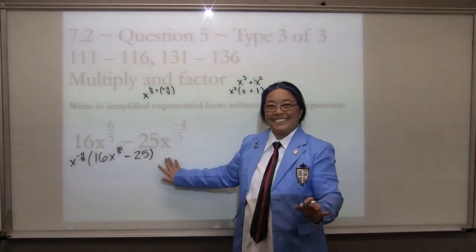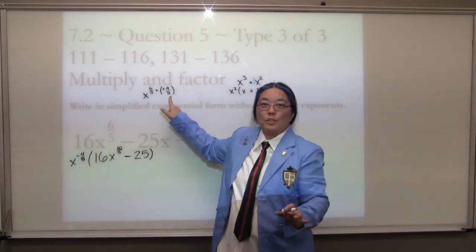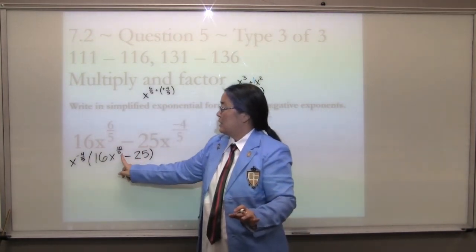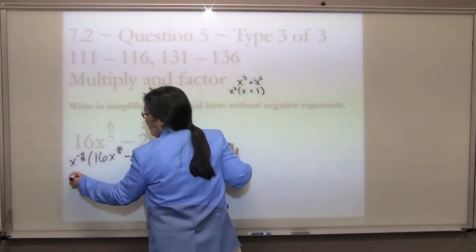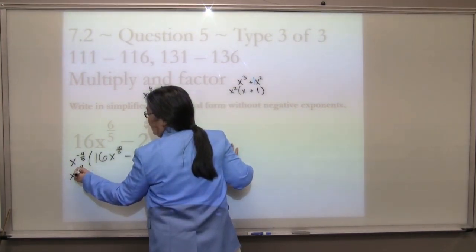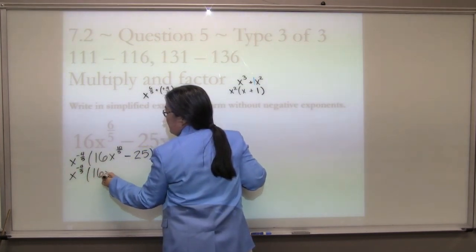Are we okay? All right. Be very careful about that. When you factor out a negative, that's when a lot of people get this one all messed up. All right. We do have to reduce that. 10 over 5, that's going to give us x squared.